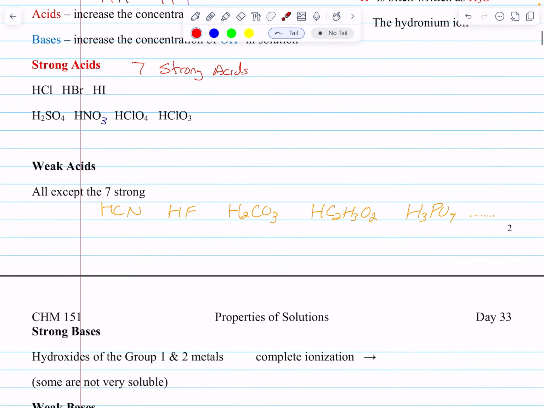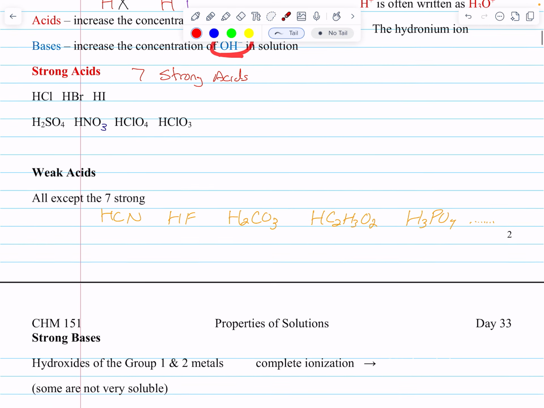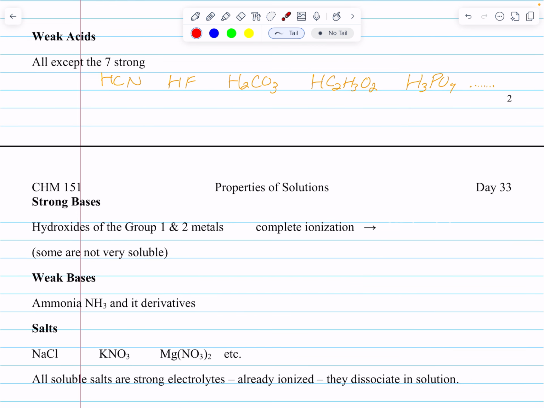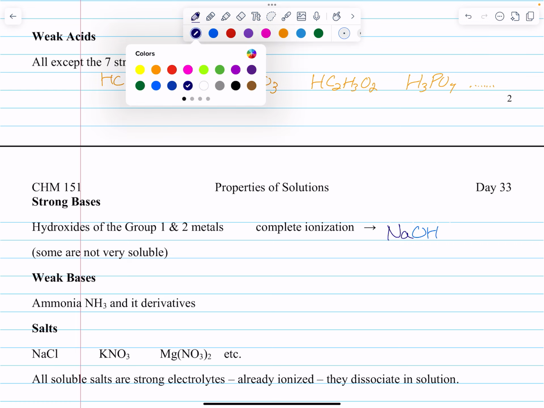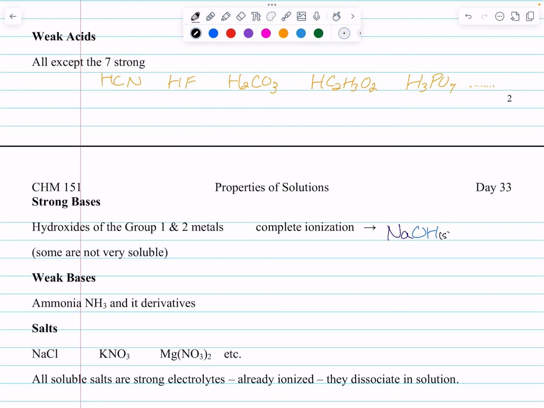Bases. Bases, as you see, have OH. So strong bases, they have complete ionization. So what does that mean? That means if I have, I don't know, NaOH, solid, it means it 100% goes to Na plus and OH minus.